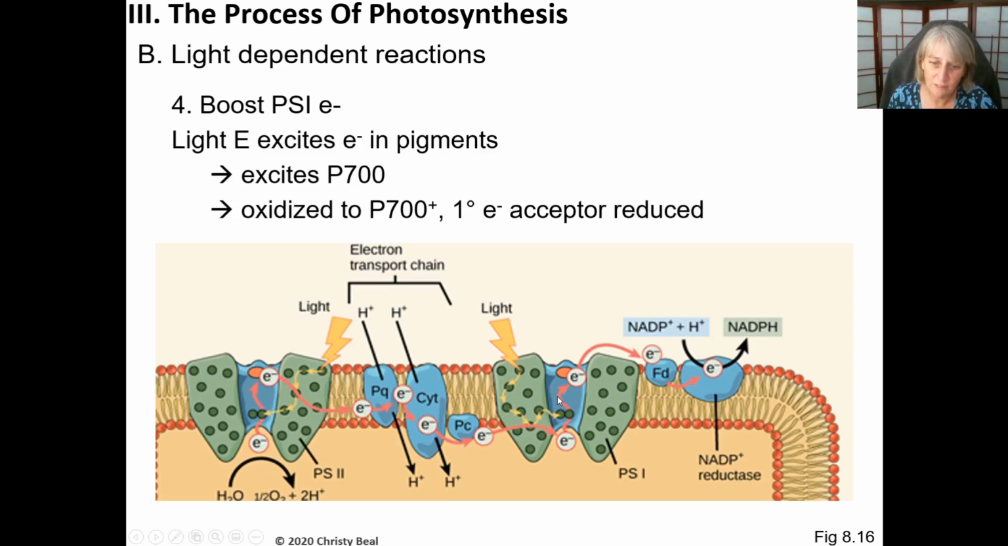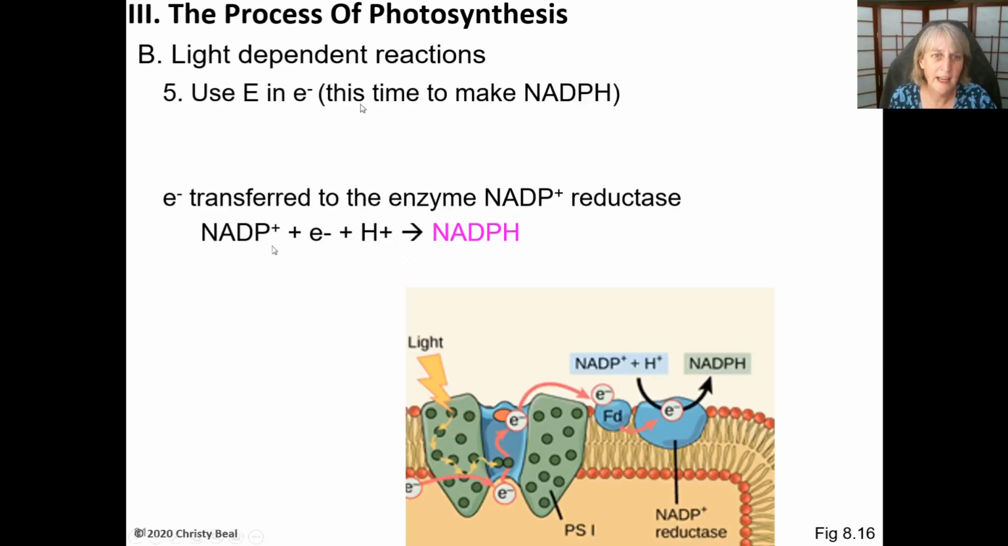P700 positive's lost electron jumps up to an electron acceptor. P700 has now been oxidized. It's going to wait for another electron to come. The energy in this excited electron that we oxidized from P700, we reduced the primary electron acceptor, and this one is also called primary electron acceptor. We reduce it, and then we oxidize the primary electron acceptor by passing that electron to this molecule called ferredoxin.